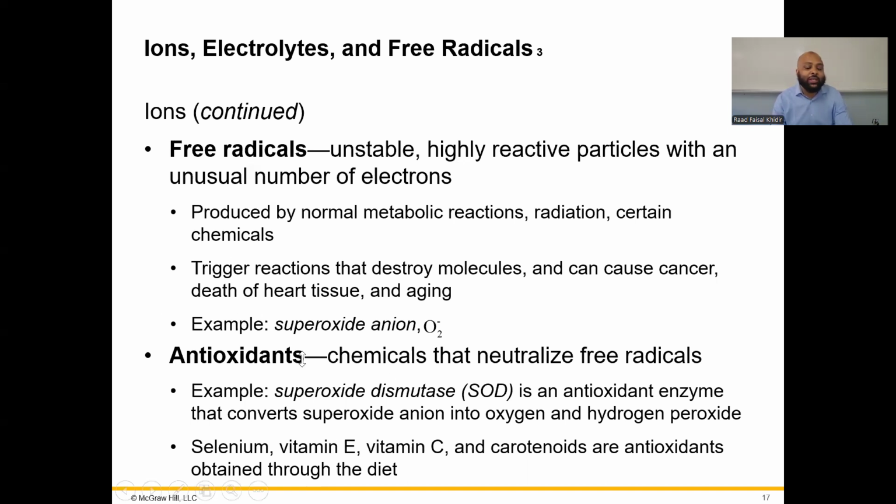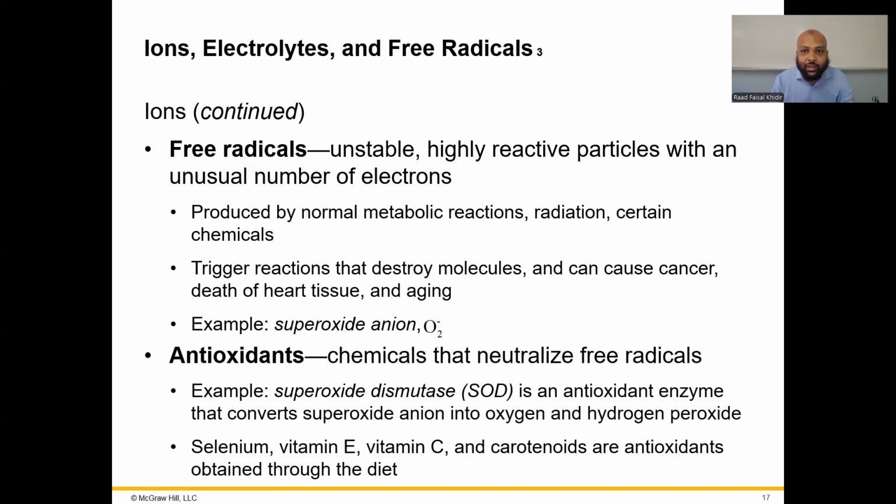So what is the major example of this free radical? It is the generation of the superoxide ion, O2 minus. So you need to know the superoxide dismutase, SOD, S-O-D. The superoxide dismutase is an enzyme. What does it do? It's an antioxidant enzyme.